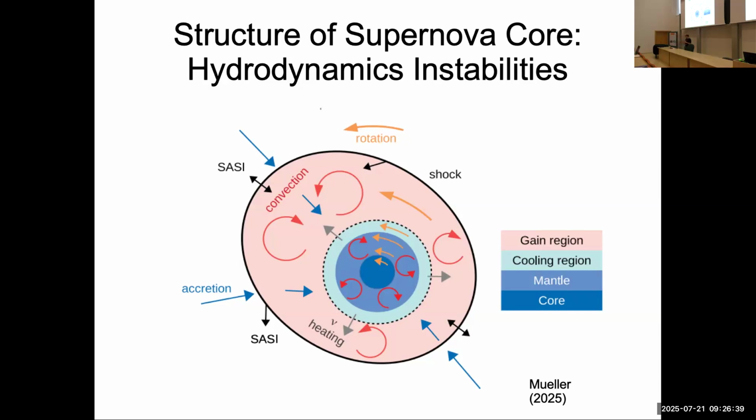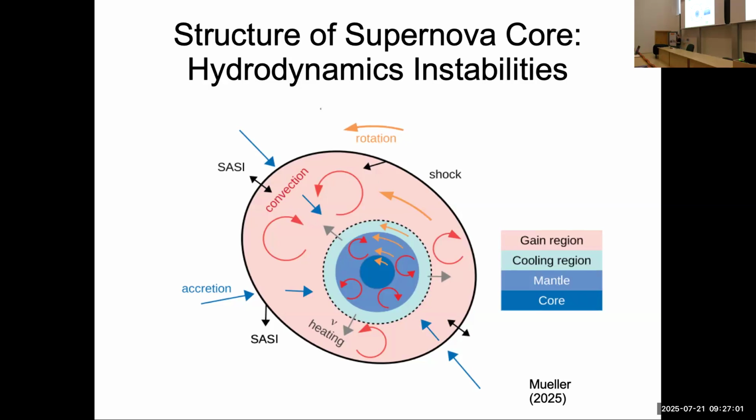Finally, there's another region in this neutron star mantle that is unstable to convection. In that respect, it's the other way around than in the gain region. Here, it's the fact that you're losing heat and you're losing lepton number from the neutron star surface that makes this mantle region unstable to convection.